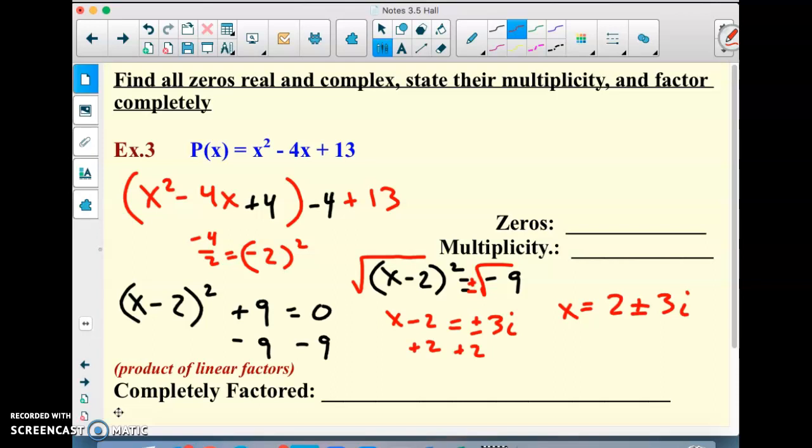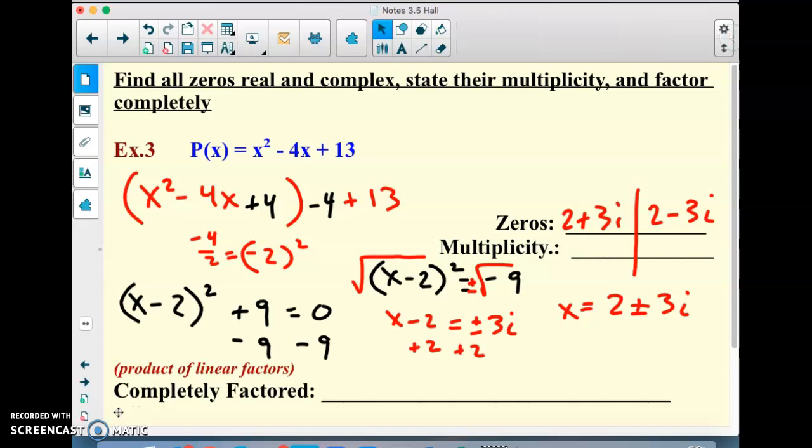So, question is, what are the zeros? I have 2 plus 3i, and I have 2 minus 3i. All right? Is there multiplicity? No, there's not. Not on either one of them. Why? There's only one of each.